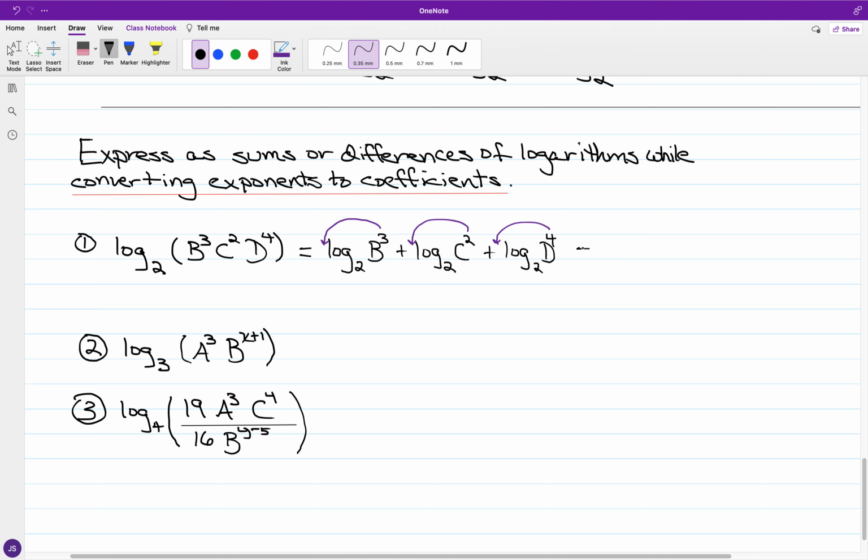And so for what we have in the set, the first term we're going to have 3 times the base 2 logarithm of b, and then plus 2 times the base 2 logarithm of c, and then we'll have plus 4 times the base 2 logarithm of d.